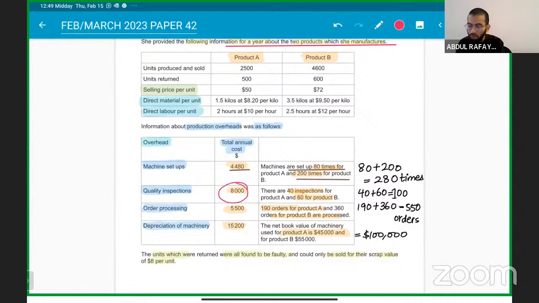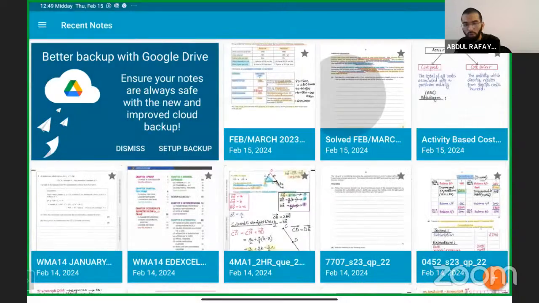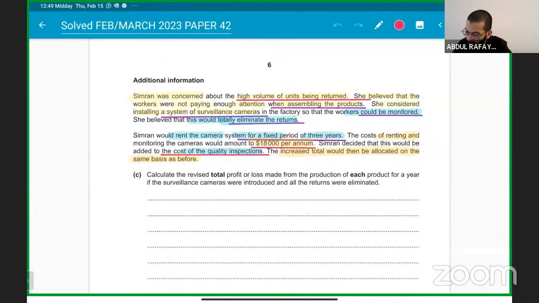So 8,000 plus 18,000 becomes the quality inspection cost. Getting it, everyone? Rest of the things will remain the same and units returned will be removed. The scrap revenue will be removed, because all those units will now be sold, because they are perfect.